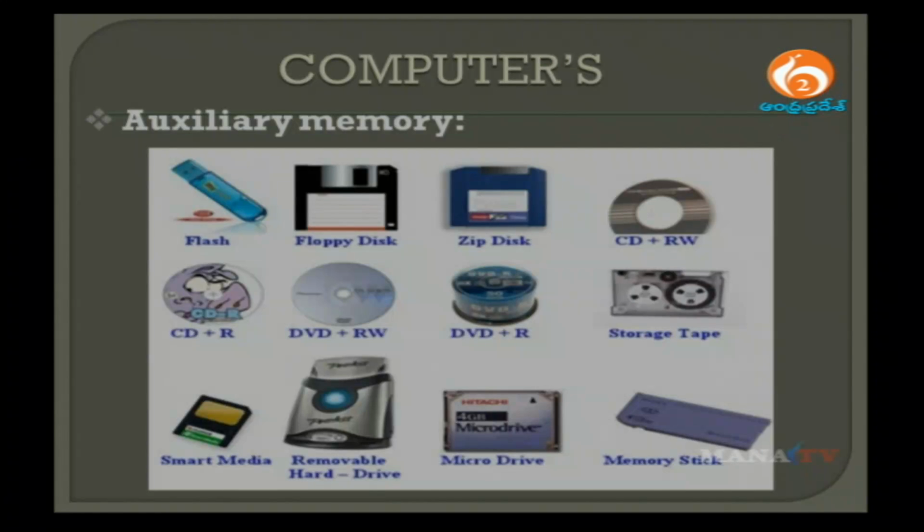If you can just see the slide, we have flash, floppy disk, zip disk, CD, CD-R, DVD-R, DVD, storage type, smart media, removable hard drive, micro drive, and the memory stick. So these are a few examples of auxiliary memory.